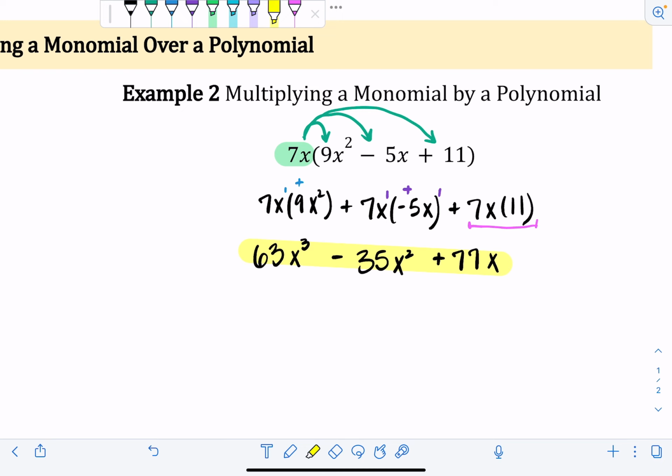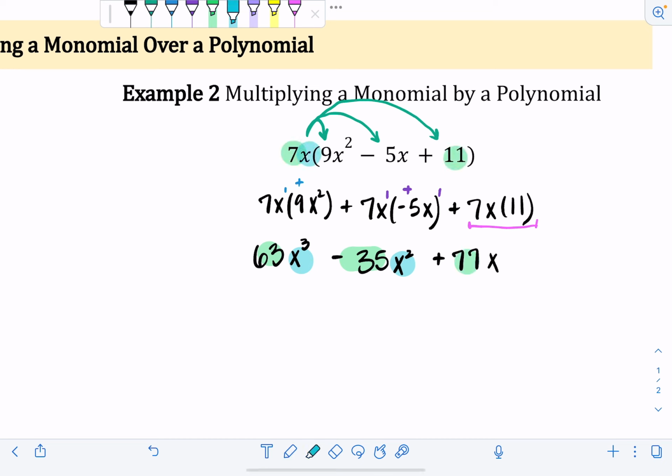I am going to run through the original problem one more time just to talk about how we could get directly from here to here as we get more comfortable. So if I distribute 7x times 9x squared, I would do 7 times 9 to get 63, and then x times x squared to get x cubed. Next, distributing by the middle term, I would do 7 times negative 5 to get negative 35, and x times x to get x squared. And to get the last term, 7x times 11, I would just multiply 7 times 11 to get 77.